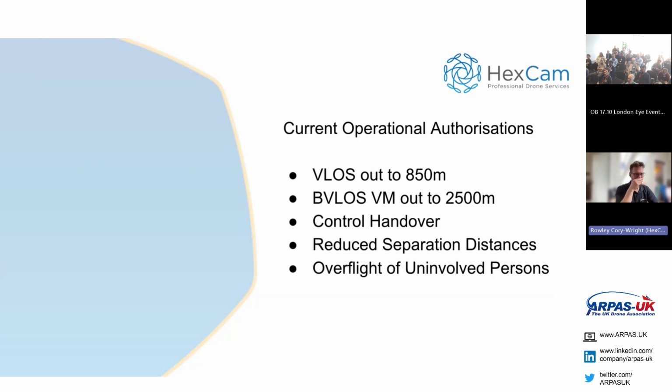This was really in response to the current swing of the CAA away from the 50-meter bubble into horizontal separation distances. And if you're trying to work at a 50-meter horizontal separation distance, that's no good if you're trying to work 2.5 or 3 kilometers away from the remote pilot.